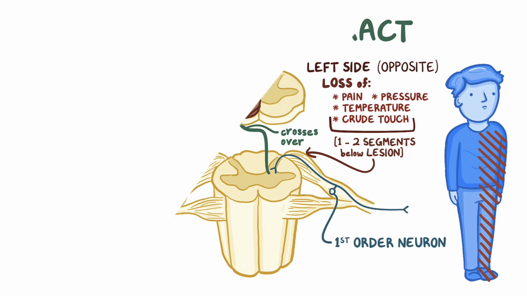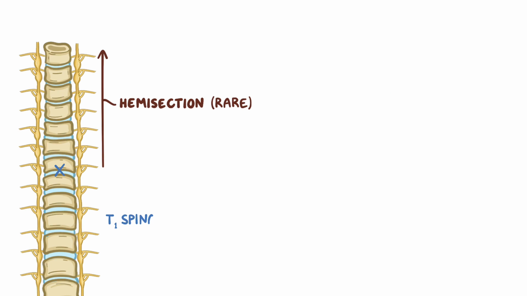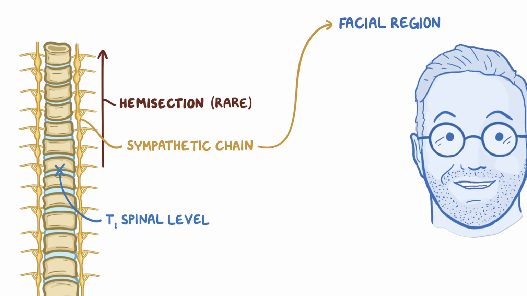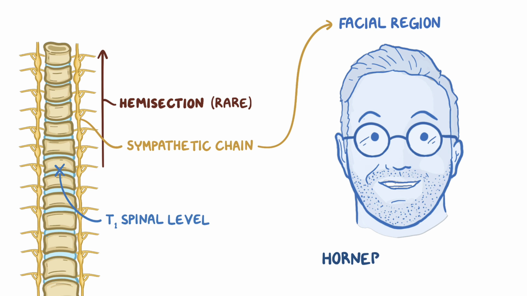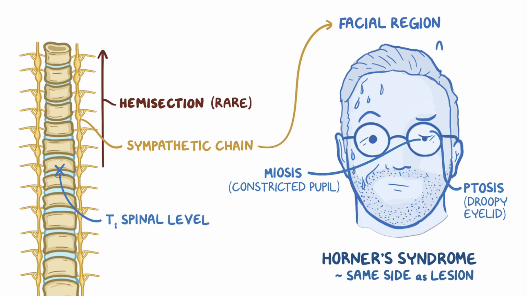Besides those 3 tracts, very rarely, a hemisection of the spinal cord above the T1 spinal level can also damage the sympathetic chain that runs alongside the spinal cord and supplies the facial region. This leads to Horner's syndrome on the same side of the face as the lesion, which includes symptoms of miosis or constricted pupil, ptosis or droopy eyelid, and anhidrosis or failure to sweat.